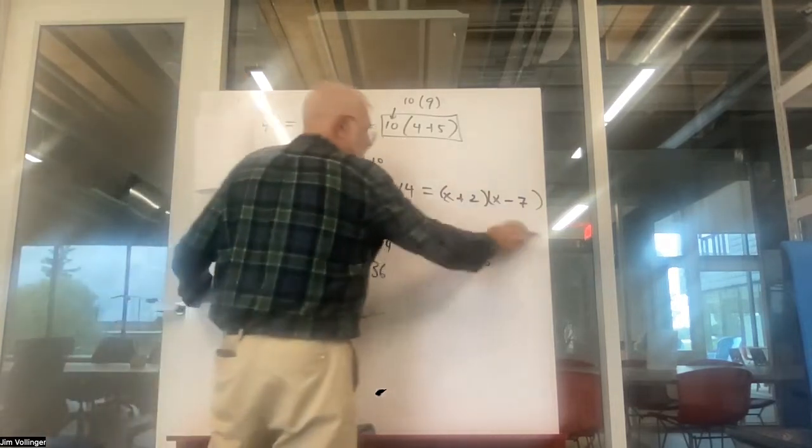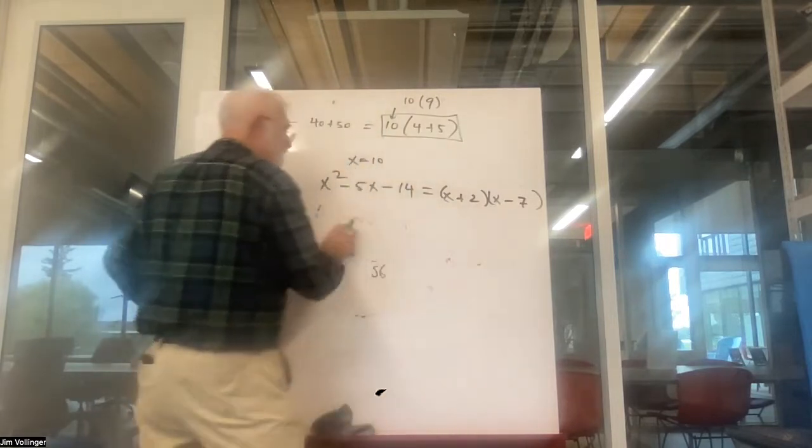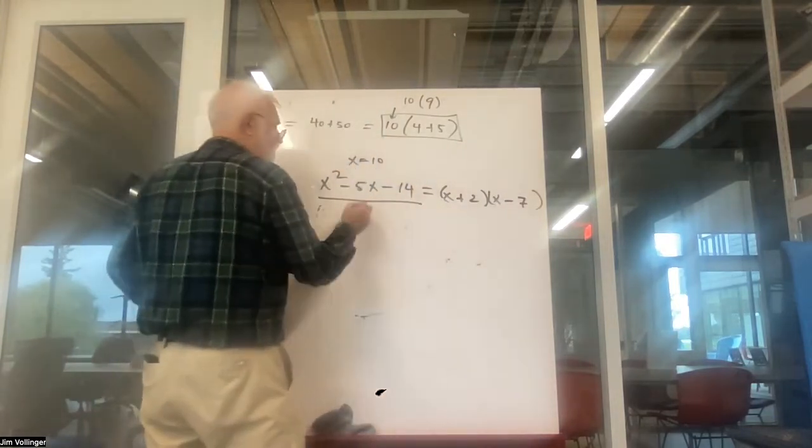Now, why might we want to do that? Why might we want to learn this skill? Well, what if on this side I had divided by x minus 7?